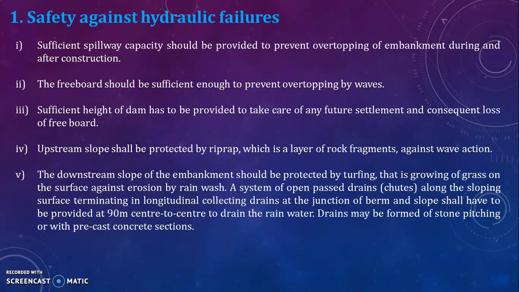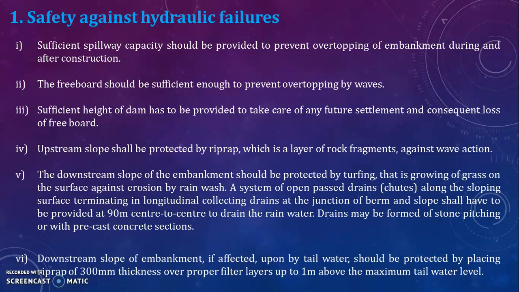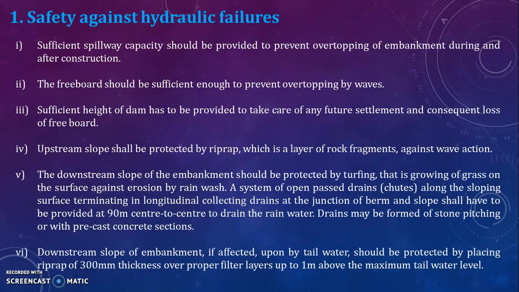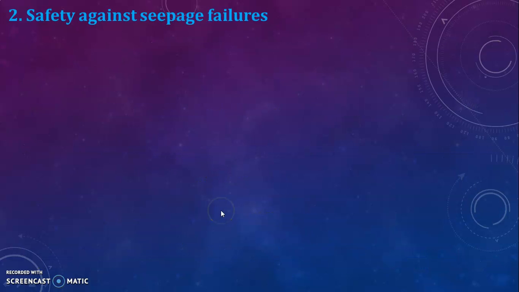A system of open paved drains along the sloping surface terminating in longitudinal collecting drains at the junction of berm and slope shall have to be provided at 90 meters center to center to drain the rainwater. Drains may be formed of stone pitching or with precast concrete sections. Downstream slope of embankment, if affected by tailwater, should be protected by placing riprap of 300 mm thickness over proper filter layers up to 1 meter above the maximum tailwater level. These are some of the safety features against the hydraulic failures.